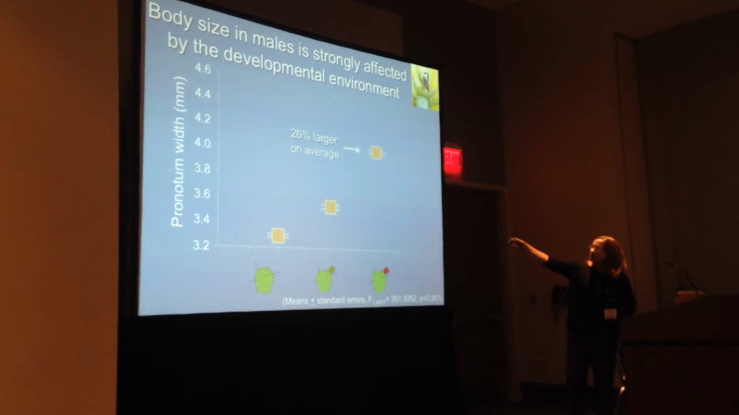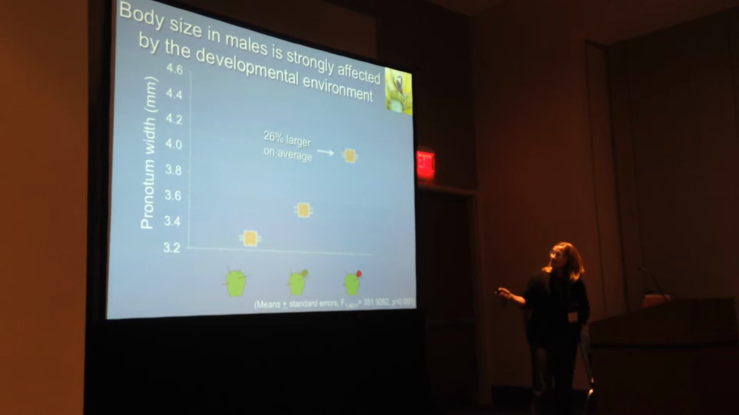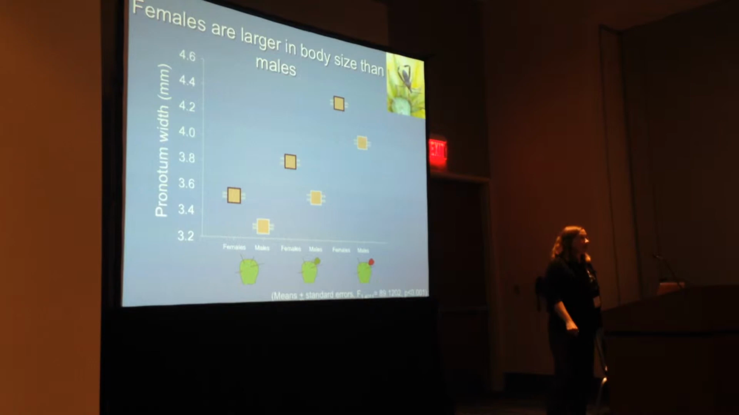You can see males that are raised on cactus with the red ripe fruit are 26% larger on average than those raised on cactus without fruit. Now, these are just the males. Showing the females now, you can see that females are also greatly affected by developmental environment, and within an environment, they are larger than the males.